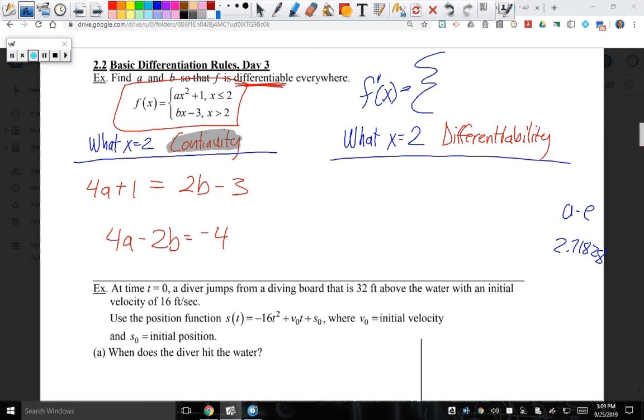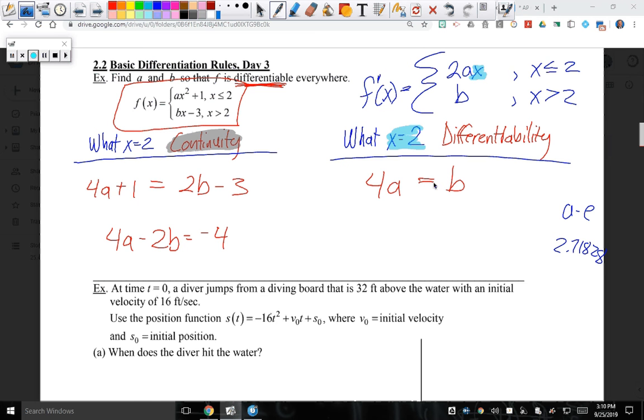Okay, so what's the derivative of the top line? Anyone? 2ax. Plus what? Plus 0. Well, we don't need that. What's the derivative of the bottom? b. Now, it's if x is less than or equal to 2. It's if x is greater than 2. Let's use our what if moment. Our what if is x is equal to 2. So if our what if moment is x is equal to 2, what would our first derivative equation be? 4a. What's our second one? b. And they must be equal.